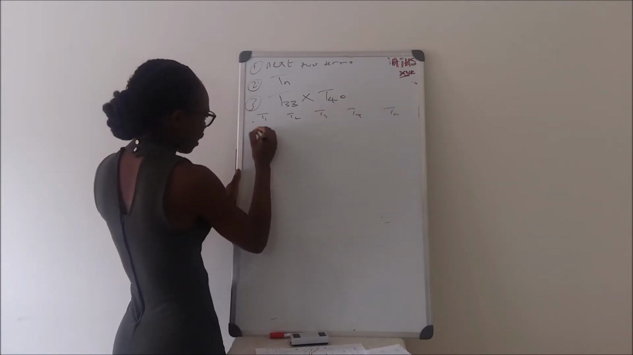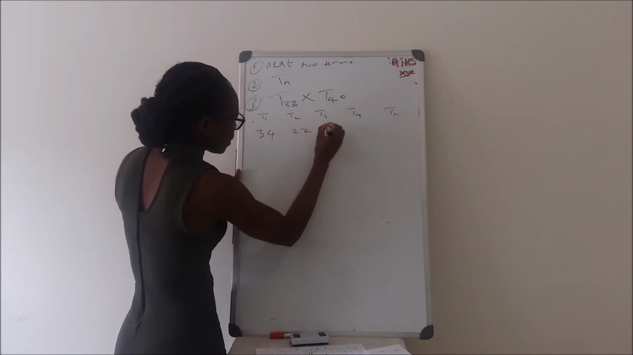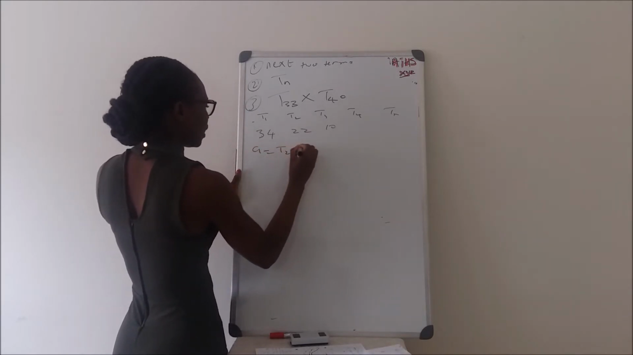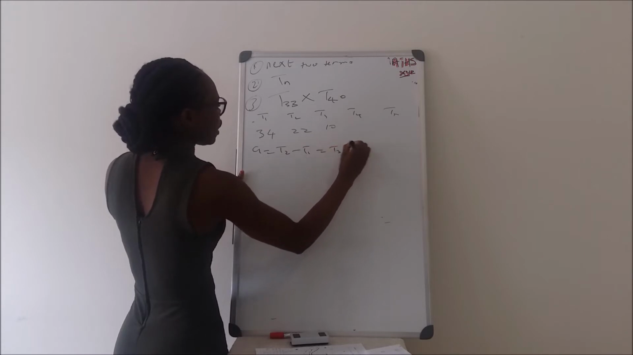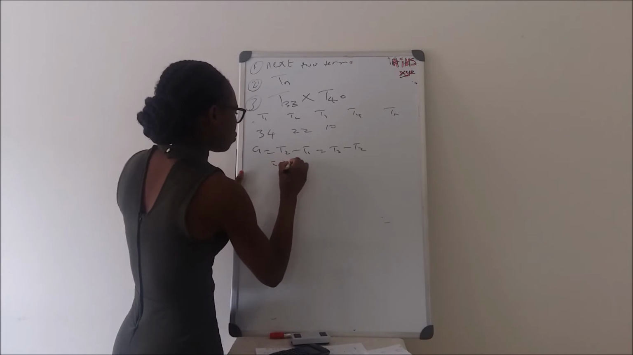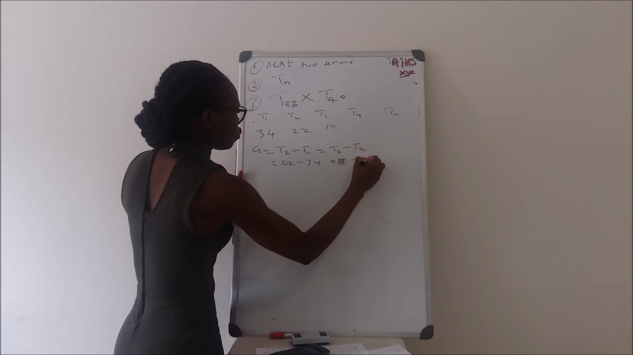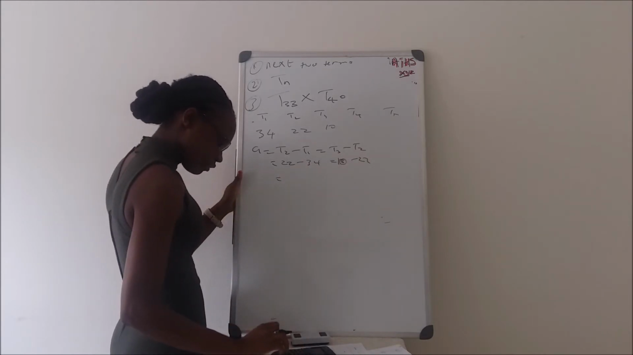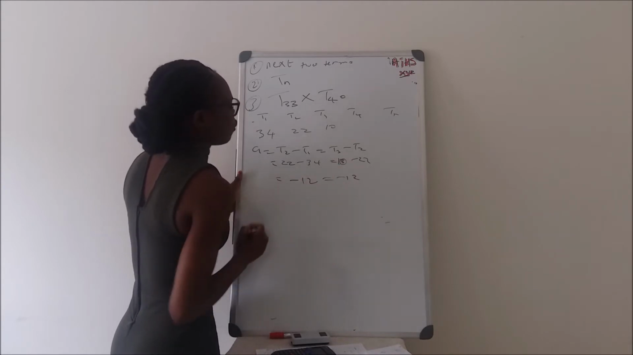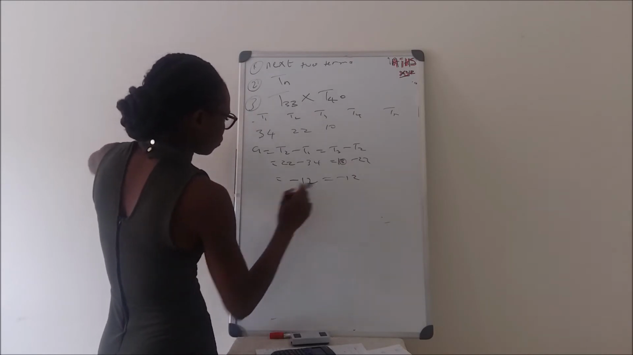So the expression that we have is 34, 22, 10. Our A is equal to T2 - T1, which is equal to T3 - T2, of which the answer here is 22 - 34 = 10 - 22. 22 minus 34 is equal to negative 12, and the same thing with that, it's negative 12. So this is a linear equation and the first difference is equal to negative 12.